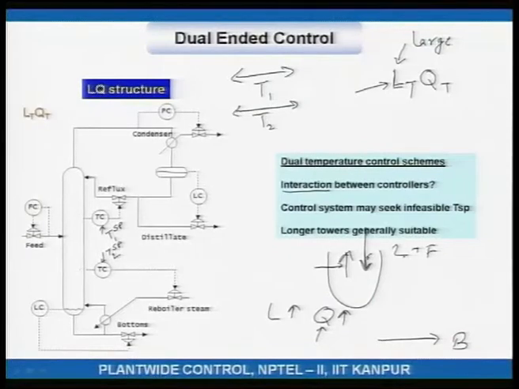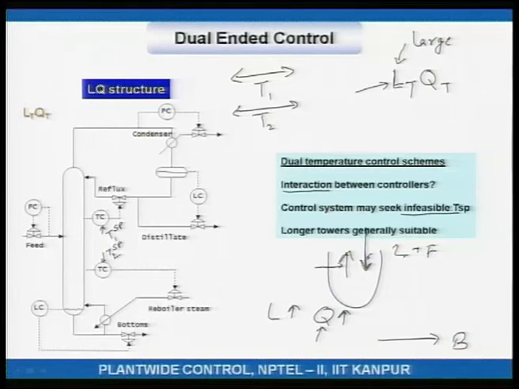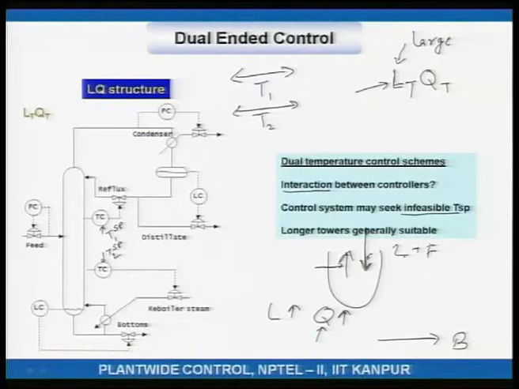Now, longer towers, if your tower is long enough, the problem of interaction is, if tray 1 temperature is going up, well likely because of that effect tray 2 temperature is also likely to go up. If tray 2 temperature is going up, well, tray 1 temperature is also likely to go up. So there is this problem of correlation between the tray temperature measurements. That leads to the idea that the tray temperature measurements need to be sufficiently independent, which is related to infeasibility of temperature set points. And for two temperature control to generally make sense, the tray temperatures that you are trying to control are sufficiently independent so that you may try and control them. This happens generally in the case of long towers.